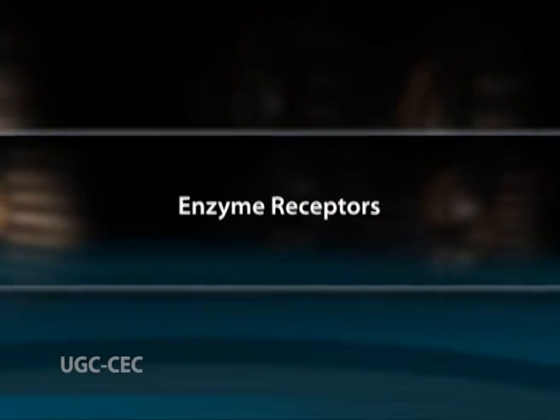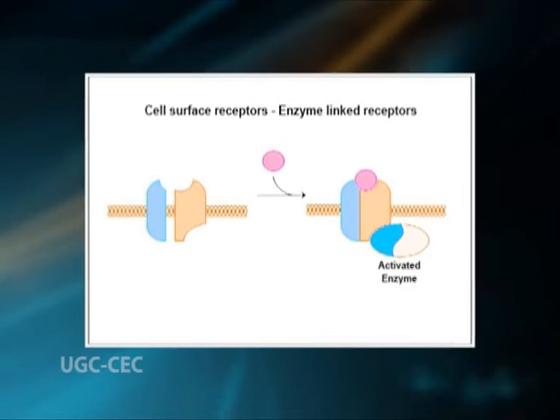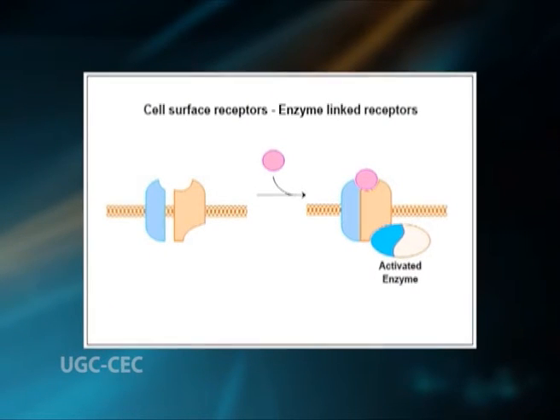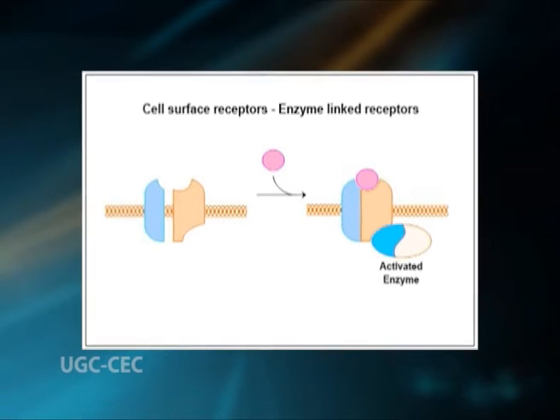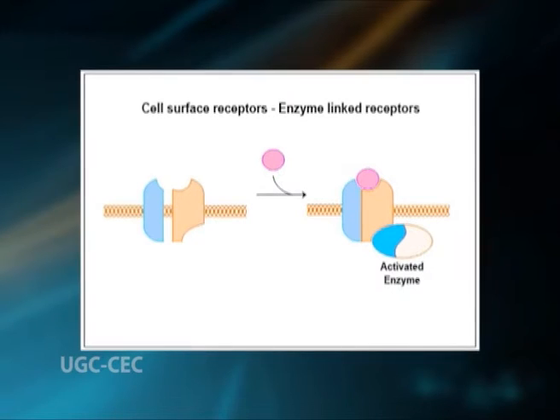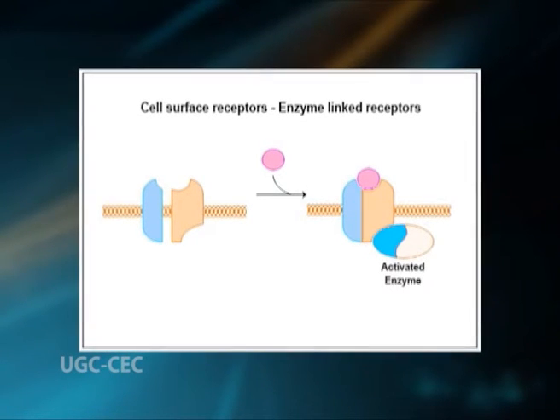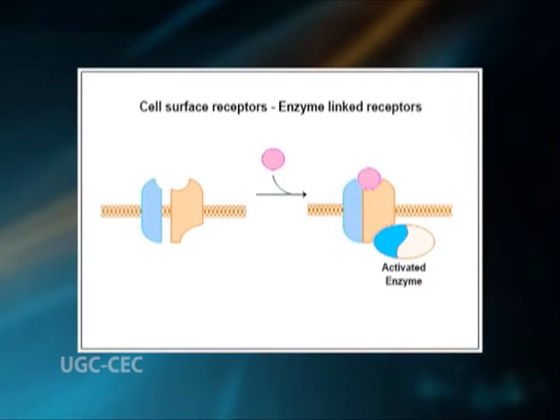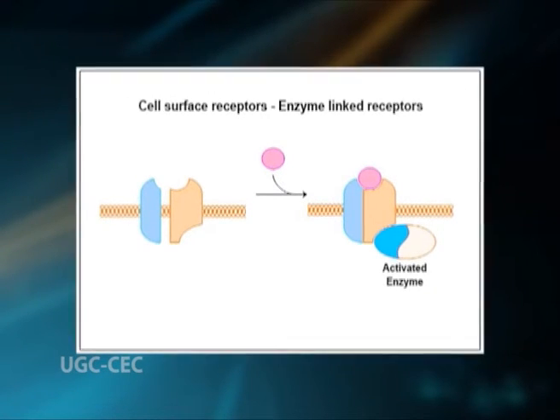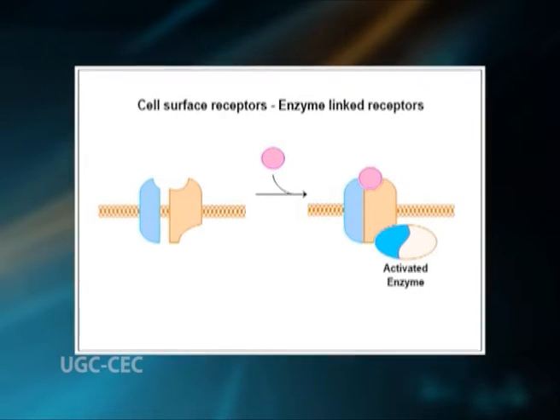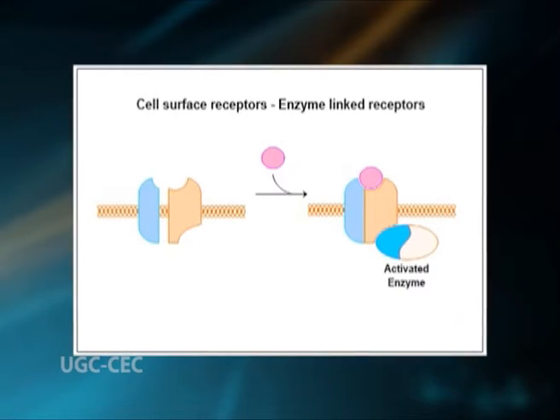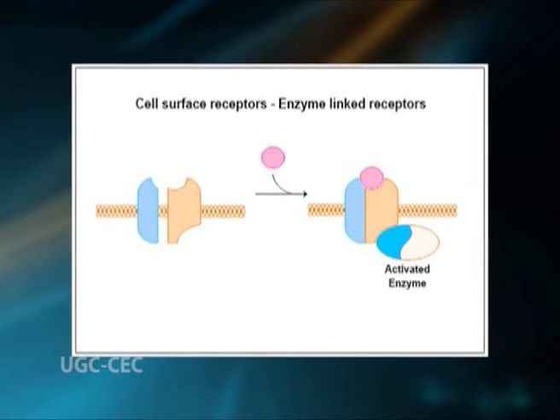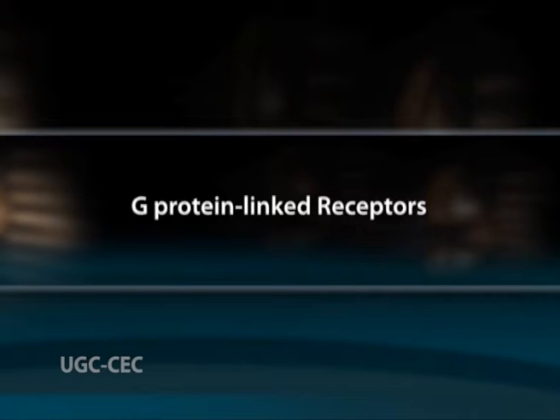Enzyme receptors. Many cell surface receptors either act as enzymes or are directly linked to enzymes. When a signal molecule binds to the receptor, it activates the enzyme. In almost all cases, these enzymes are protein kinases, enzymes that add phosphate groups to proteins. Enzyme receptors have a common structure; they possess a single transmembrane protein. The portion that binds the signal molecule lies outside the cell, and the portion that carries out the enzyme activity is exposed to the cytoplasm.